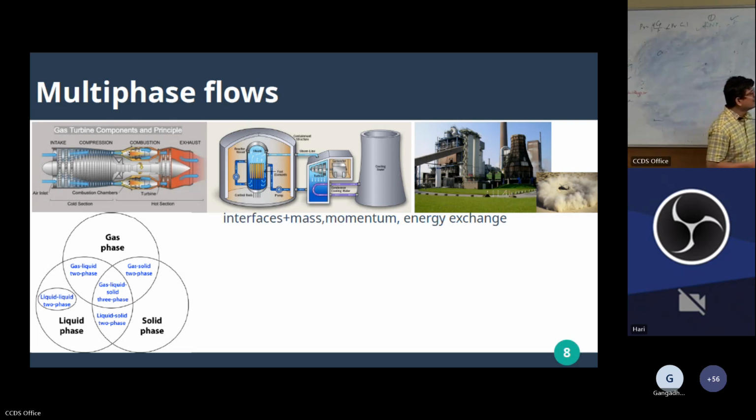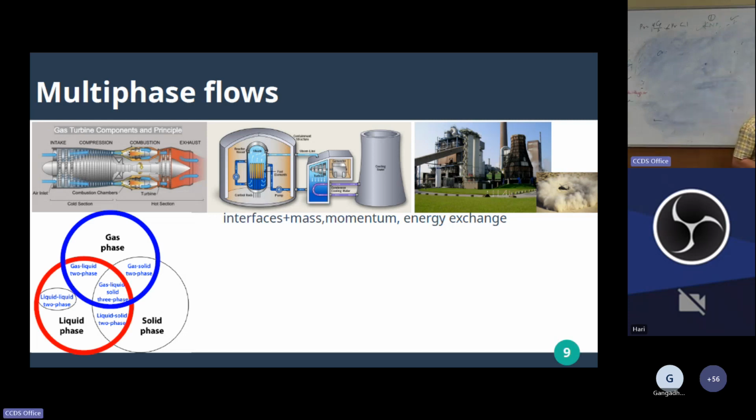Thank you. There will always be something like interfaces, momentum, and energy exchange happening. These three things are coupled and interact with each other, and one has to resolve them. So especially in today's session, what we are trying to look at is a couple of solvers, maybe one important solver which we call interFoam, for gas-liquid phases.